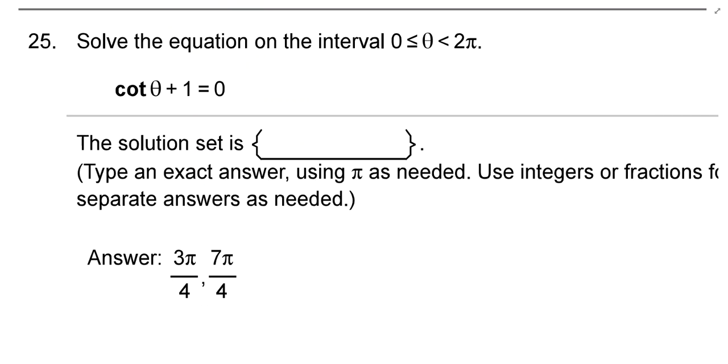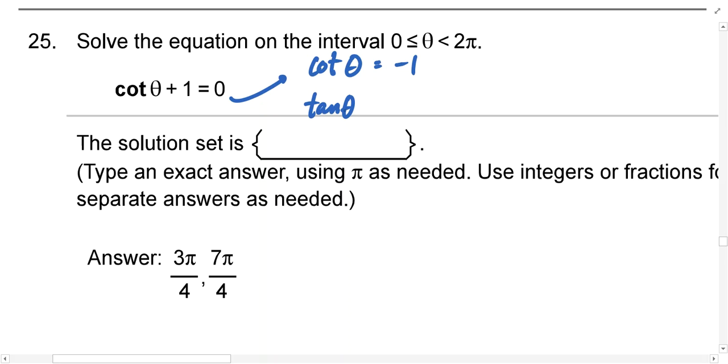For number 25, when does cotangent equal 1? Well, I'll subtract 1 from both sides and rewrite this as cotangent theta equals negative 1. And again, I'm not real comfortable with the reciprocal functions, doing those in my head, so I'll just switch this to tangent. And I can switch that to tangent as long as I reciprocate the value on the other side. The reciprocal of cotangent is tangent. The reciprocal of negative 1, technically negative 1 over 1, becomes again negative 1 over 1.